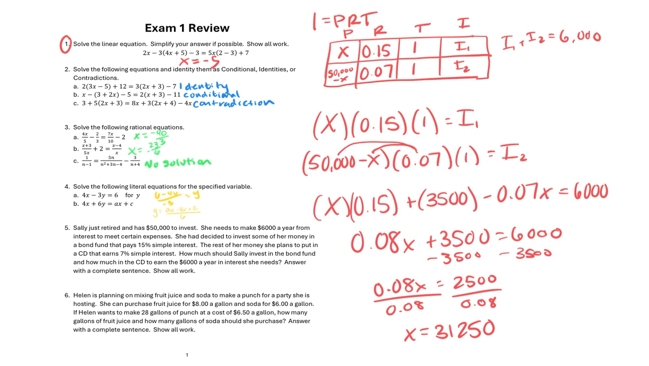which is our bond fund. But we also want to know how much we want to invest into our CD. So we know that our CD principal is 50,000 minus x. So we need to do 50,000 minus that 31,250, and we end up getting CD principal is going to be equal to $18,750.